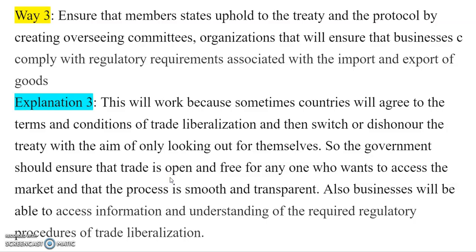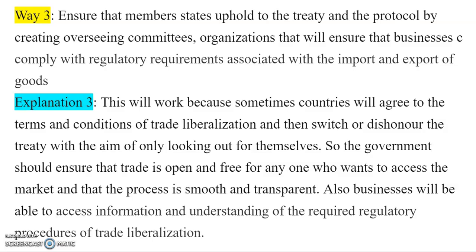Another way in which the government can support the goals of trade liberalization is to ensure that member states uphold the treaty and the protocol by creating overseeing committees. Also, they could create organizations that will ensure that businesses comply with regulatory requirements associated with the import and export of goods. Why do I believe that this will work?